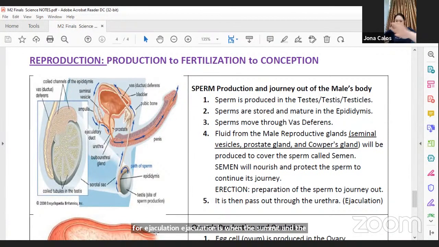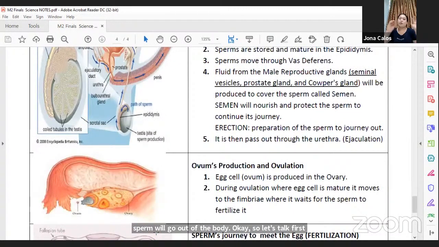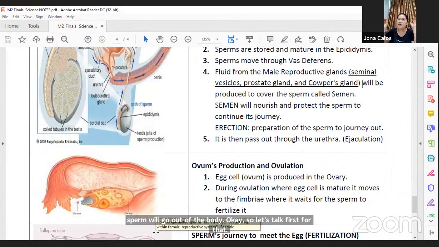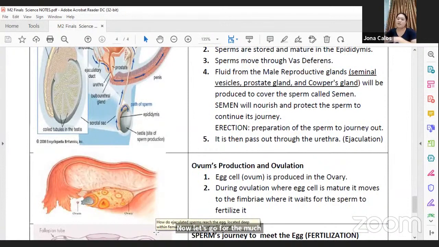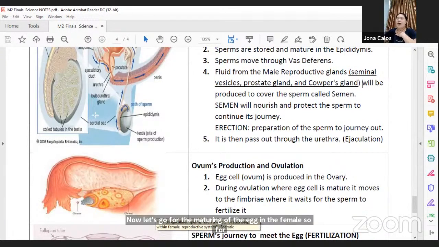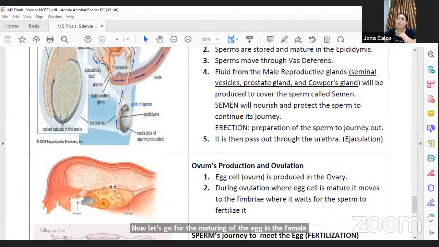Okay, so let's stop first for that. Now let's go to the maturing of the egg in the female. So for the female, of course, it's just like this one. The eggs will also be produced in the ovary, and they will stay in the fimbriae to be matured, and they will stay here and wait for the sperm.